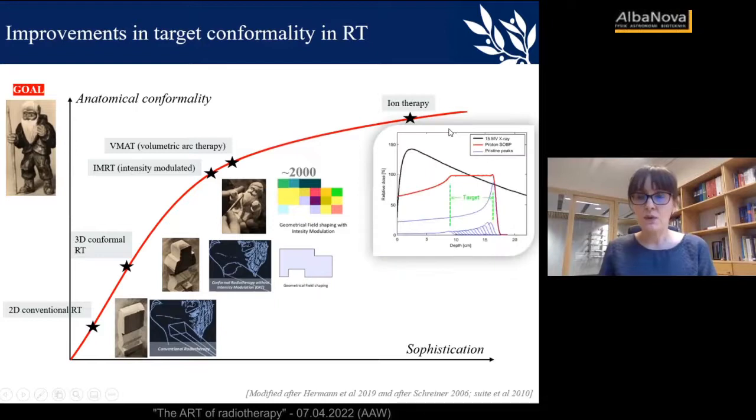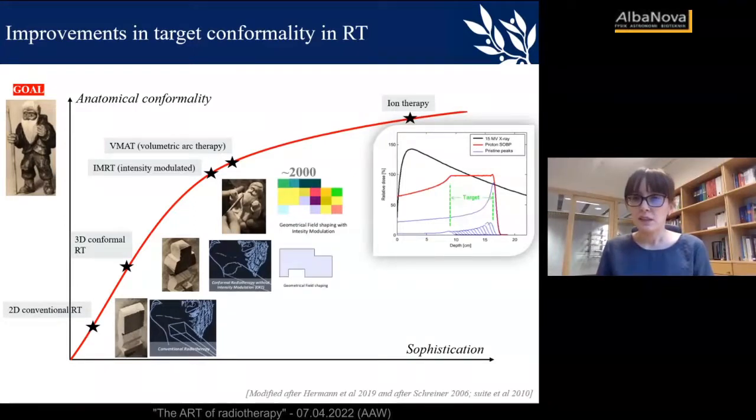And then another important step ahead came with the advent of ion therapy. So ions meaning protons or carbon ions, for example. Indeed, particles are expected to be able to achieve higher target conformality with respect to photons. And if we take protons, as in this illustration here, in this plot here, we can see quite easily the reason why this is possible.